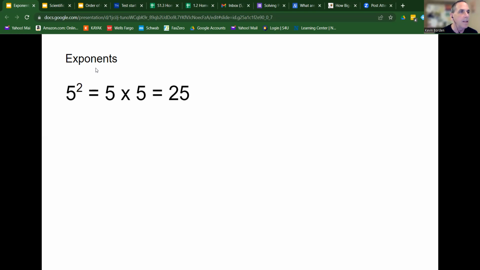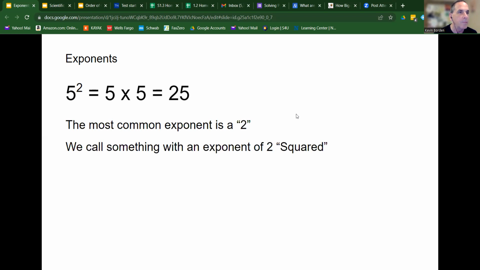So in this example, we have 5 to the second power. That means 5 times 5, and 5 times 5 is 25. The reason that I'm showing this example is that 2 is the most common exponent. So we have a special way to describe that. We call something with an exponent of 2 squared. So we would refer to this math up here on the left-hand side where we started as 5 squared.